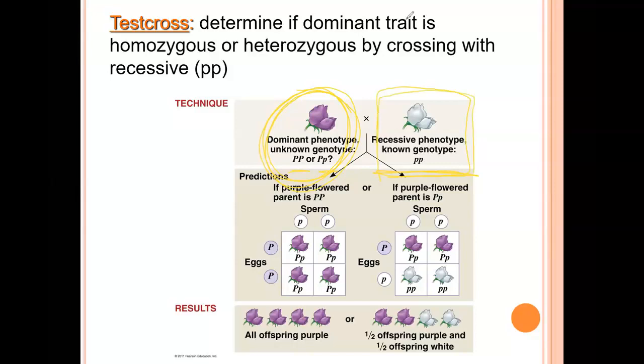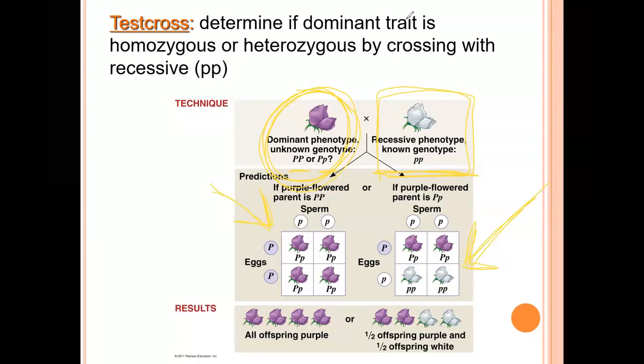And what you know is if the flower is white, it has to be little p. So you'd cross it. If you got all purple offspring, that means the original purple flower was big P. If you got some white flowers as offspring, that means the original purple flower had to be heterozygous for the trait. So that's a test cross.